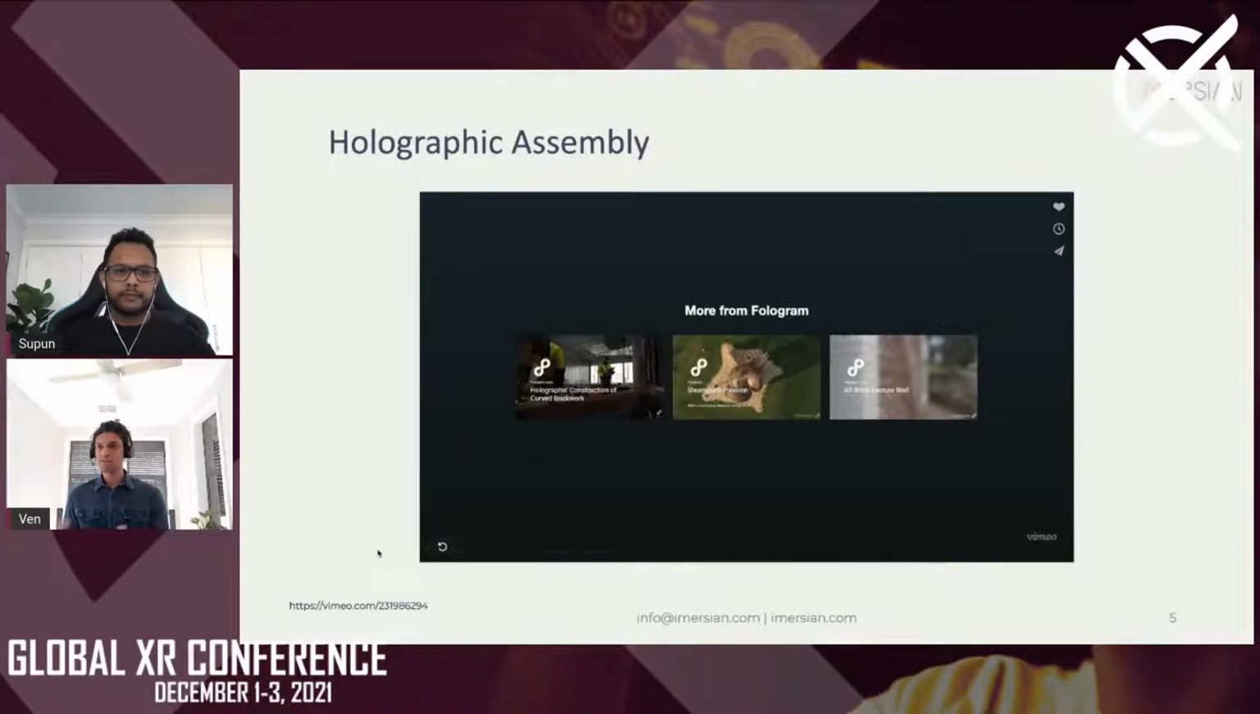So that was my first exposure to how AR and MR can potentially solve real world challenges rather than just being these amusing tools that are more for entertainment.